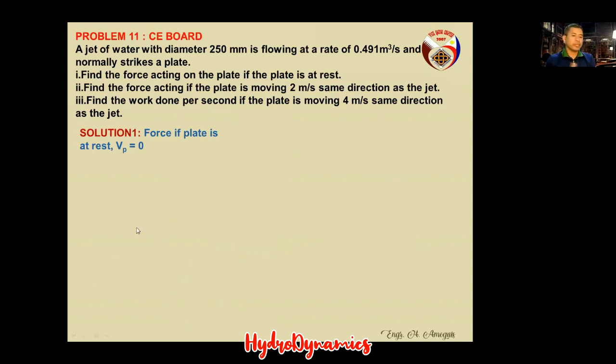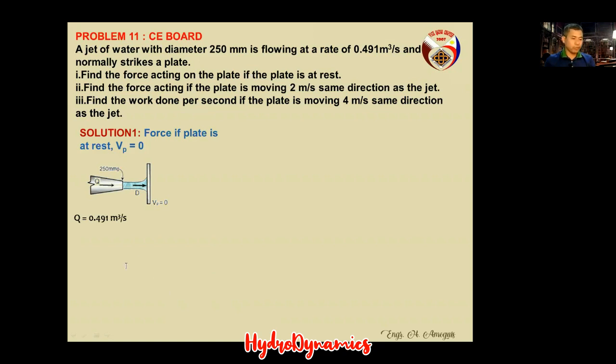Actually, this is a past CE board exam. A jet of water with a diameter of 250 is flowing at the rate of 0.491 and normally strikes the plate. Find the force acting on the plate if the plate is at rest. Okay, kung at rest siya, simple, at rest yung plate. So yung relative velocity is velocity of the jet.